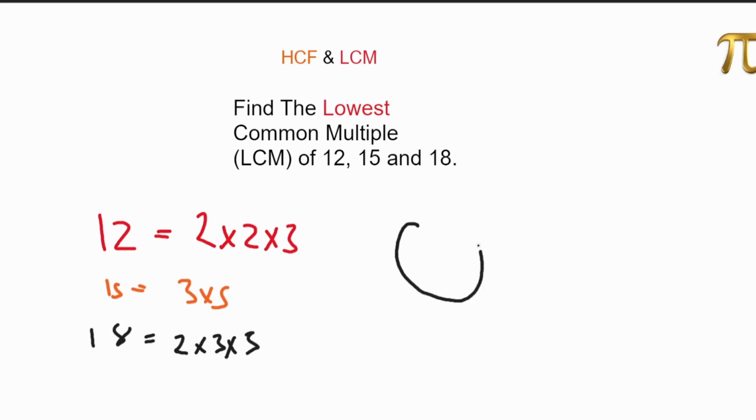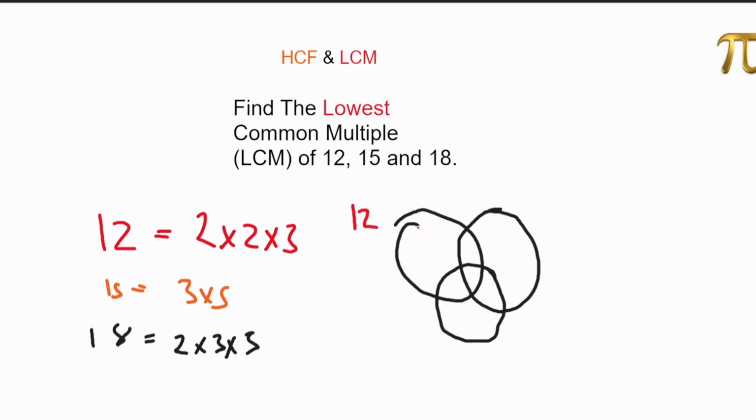You can have one circle and another, and you're going to have a final one there. So this is for your 12s. You have a 2 here. You're also going to have a 2 here, and this is going to be in your 18s, and you have a 3 here. You have a 3 here, and also another 3, which meets all of them in the middle. 3 there, and you have a 5 there.